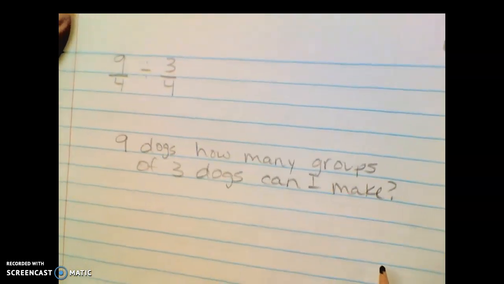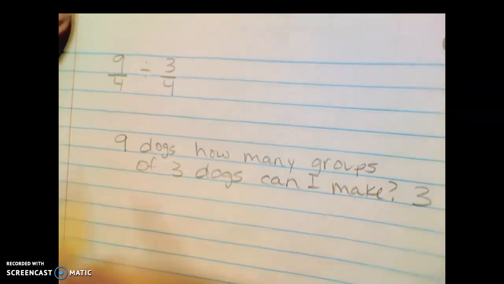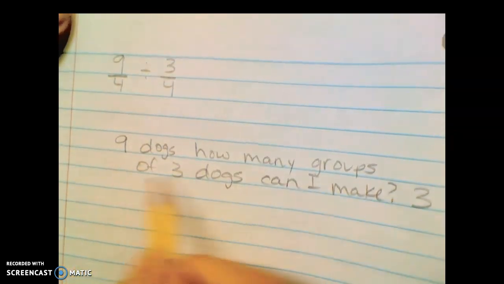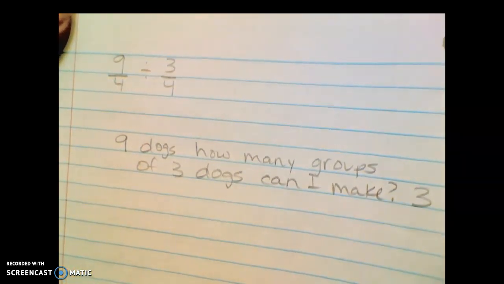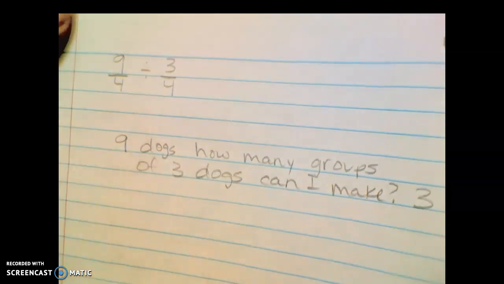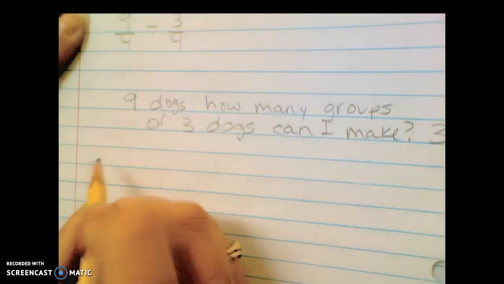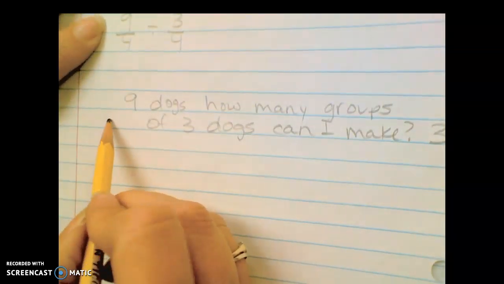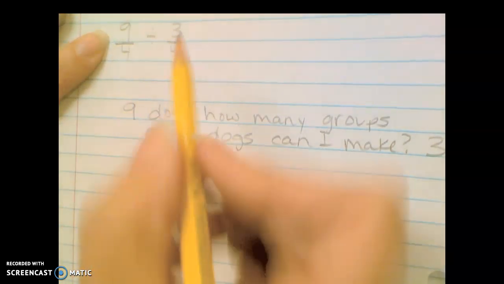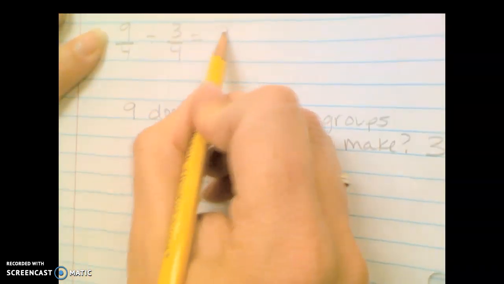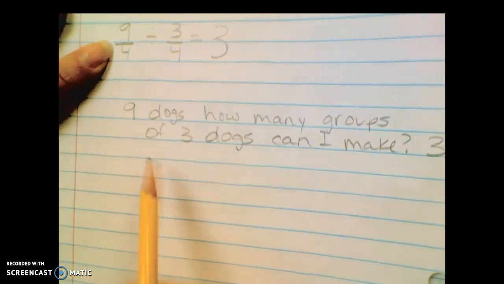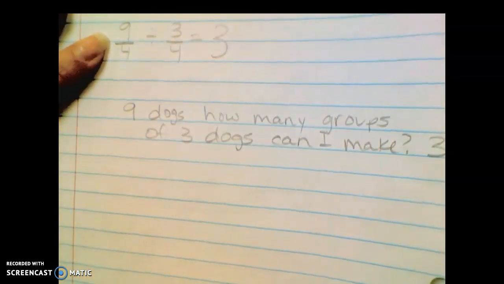Hopefully you said 3. If there's 9 dogs, I can make 3 groups of 3 dogs. So what if it's 9/4? How many 3/4 are in 9/4? So 9 divided by 3, that tells me that there are 3 groups of 3/4 in 9/4.